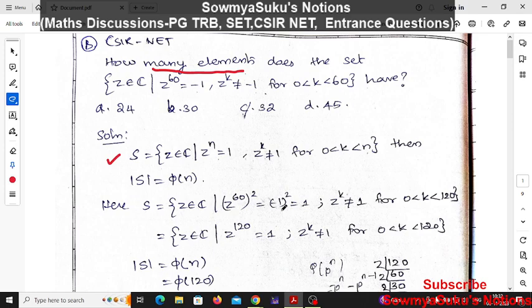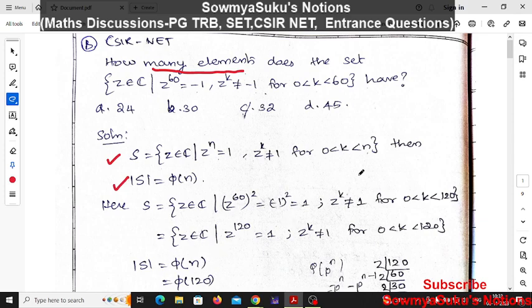So for that, squaring on both sides, (z^60)^2 gives 1, and z^k is also not equal to 1 for 0 < k < 120, because between these two values k will be present, that will never be 1. Okay, it may be -1. So 0 < k < 120, that means 60 into 2, which is 120. So z^120 = 1, z^k ≠ 1 for 0 < k < 120. So the cardinality of S is equal to phi of n.